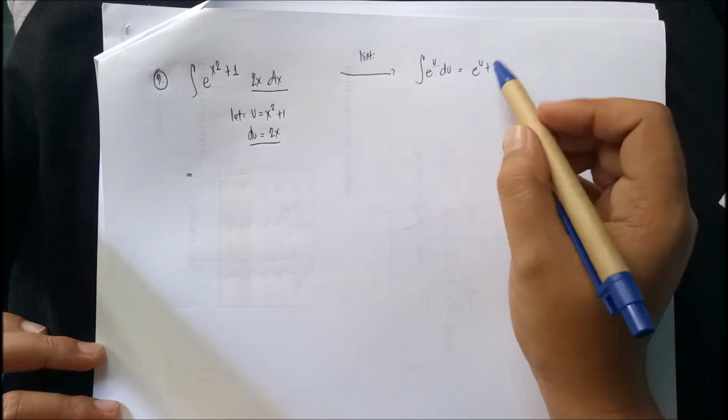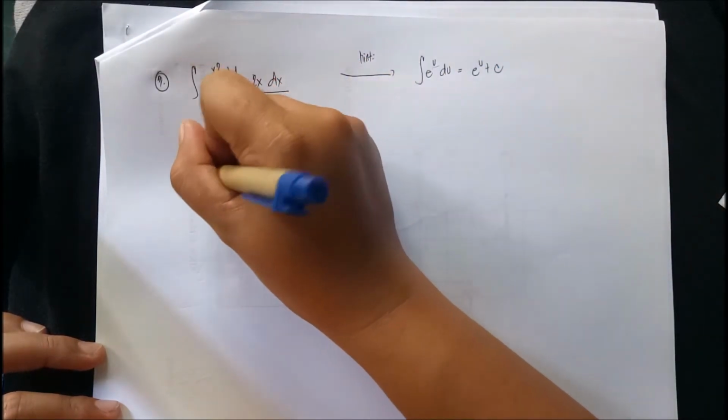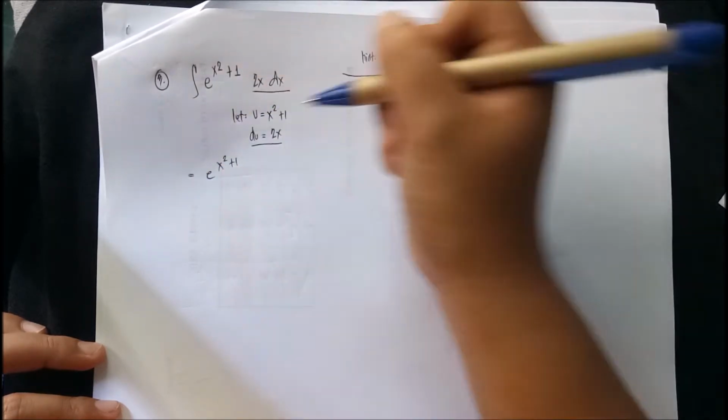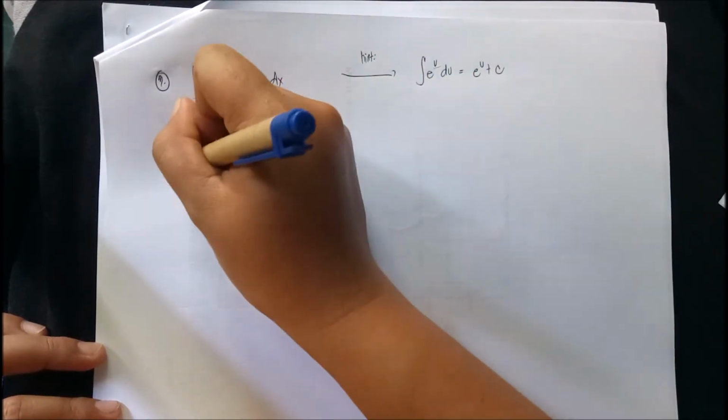So, our final answer is simply e^u, sino ba yung e? E. Yung u natin is ang exponent niya, this one, e to the x squared plus 1, plus c. And you have it.